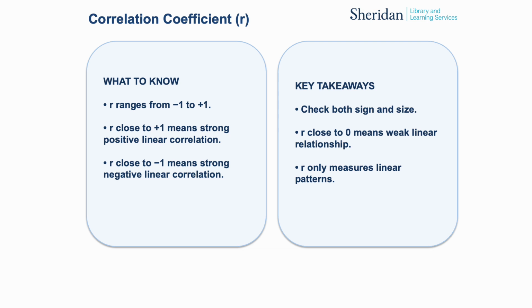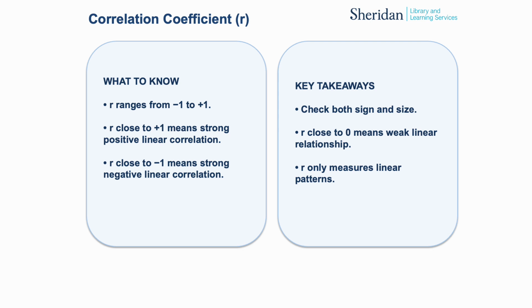And now let's talk about the magnitude, or the size, of R. The closer R is to +1 or -1, the stronger the linear relationship. For example, R equal to 0.95 indicates a very strong positive linear relationship. R equal to -0.95 indicates a very strong negative linear relationship.